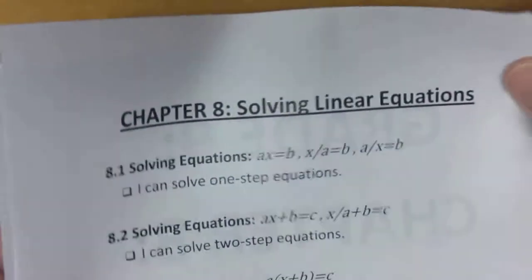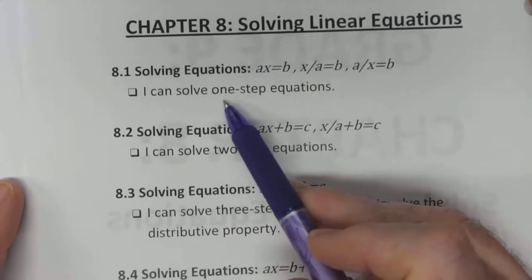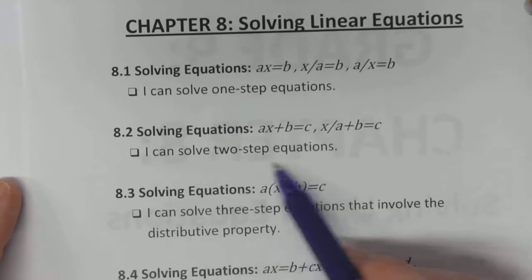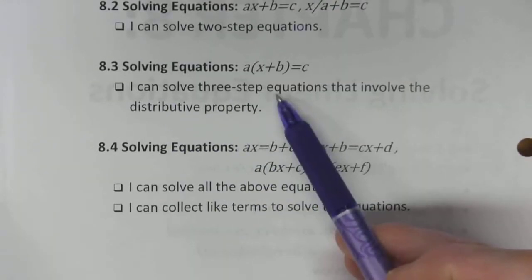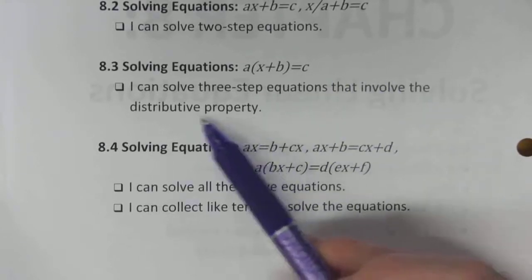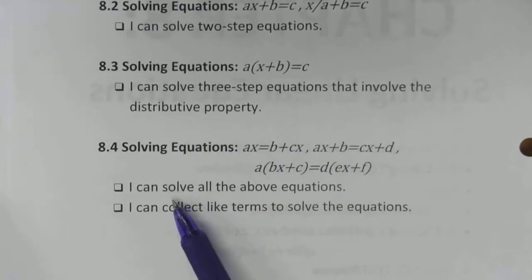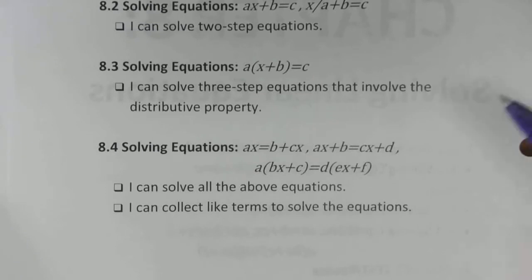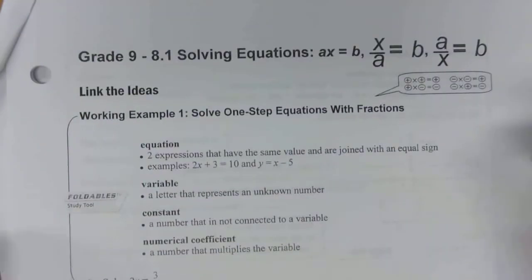As you go through, these are the different things that you need to be able to deal with. 8.1 deals with one-step equations. 8.2 is two-step equations. 8.3 is three-step equations and equations that involve what's called the distributive property. 8.4 is being able to solve all of those questions and doing something called collecting like terms. And I believe that there's probably some word problems involved in that section as well. All right, let's get going on 8.1.